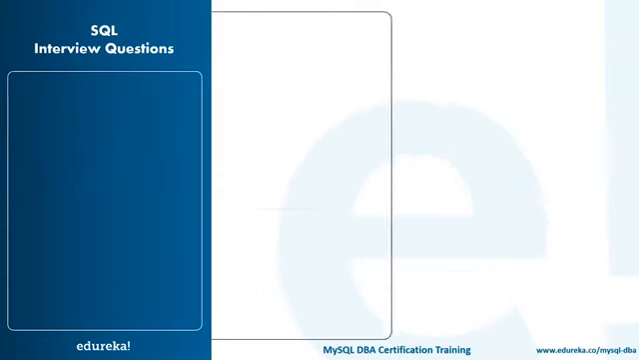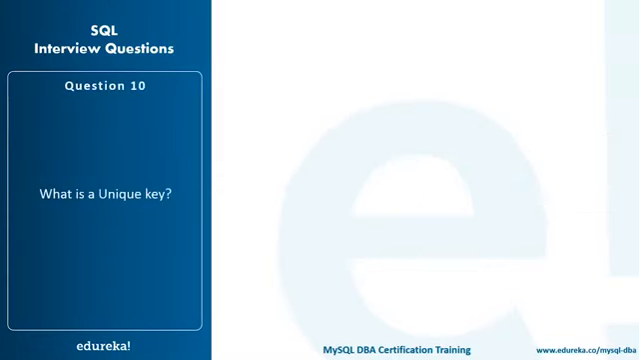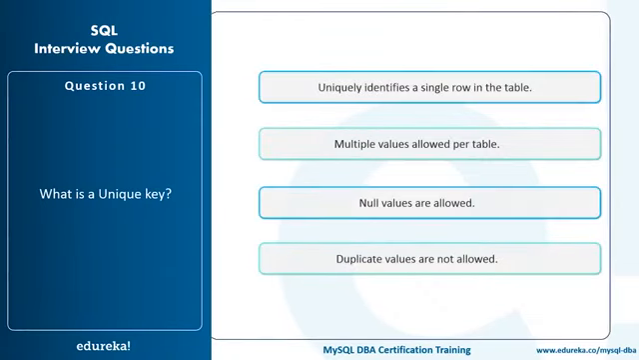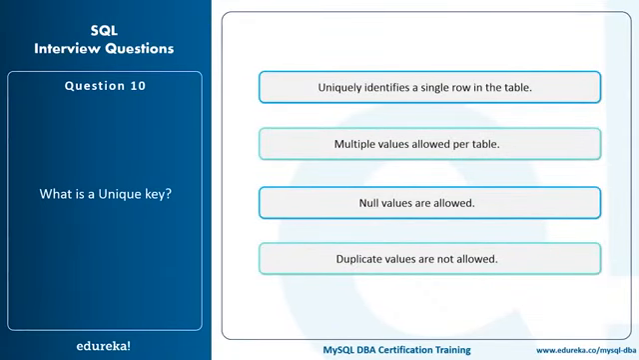Now let's move forward to our next question. That is, what is a unique key? Now, a unique key identifies a single row in a table. This allows multiple values per table, and also null values are allowed. So whenever you're using the unique key, you need to have an idea that it identifies a single row in the table. Multiple values are allowed per table, and also null values are allowed, but yes, duplicate values are not allowed.